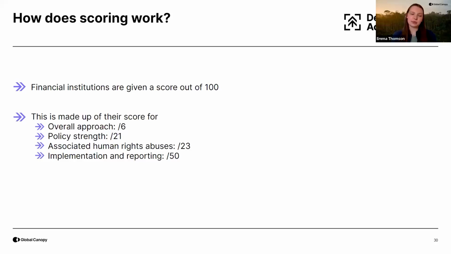So we covered this already, but just wanted to give a quick recap on how scoring works, as this is the first time that financial institutions in the Action Tracker will be given a score. So all institutions will be given a score out of 100. And that is made up of the overall approach, which is worth 6 points, which is assessed once for the whole financial institution. And then policy strength, associated human rights abuses, and implementation reporting are assessed once for each of those 4 commodities, added together, and then collectively that equals 100 and adds up to your total score.